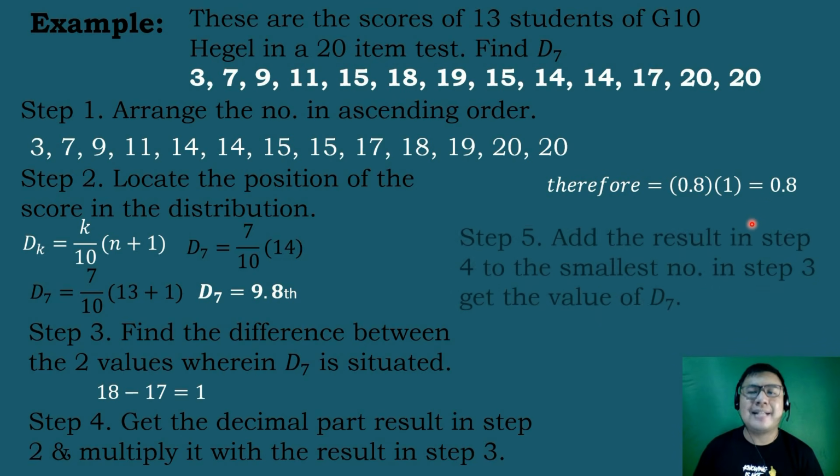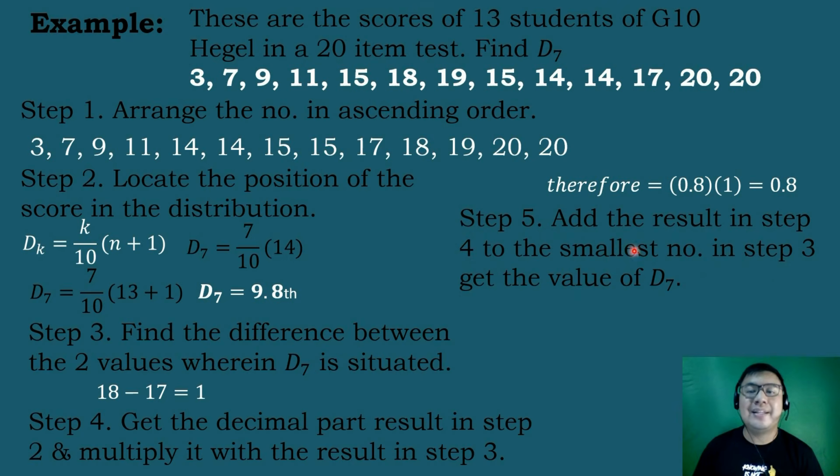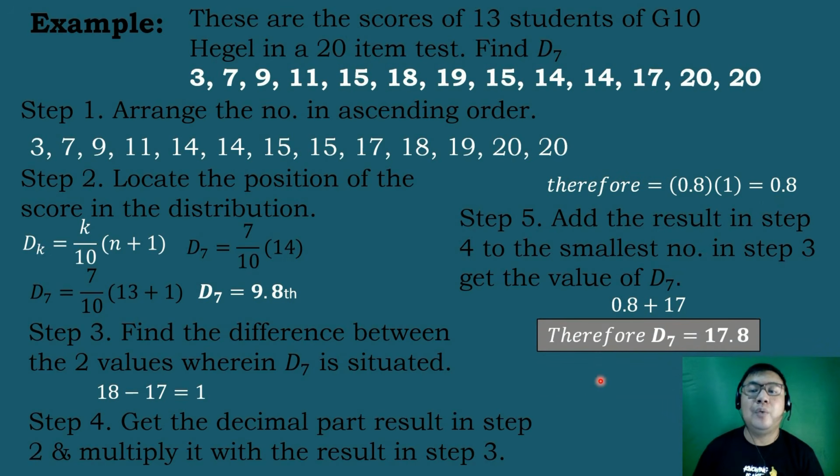And then for the last step, we will now add the result in step 4, that is equal to 0.8, to the smallest number in step 3 to get the value of decile 7. So the numbers in step 3 are 18 and 17, and the smallest number here is 17. Therefore, 17 plus 0.8 will be equal to 17.8. So the value of decile 7 is equal to 17.8.